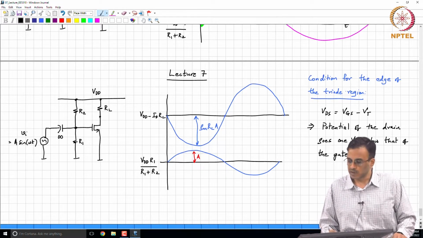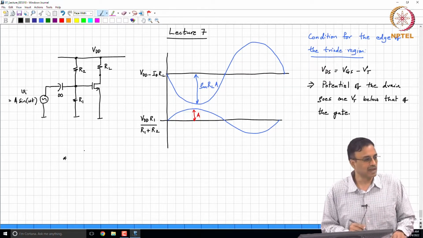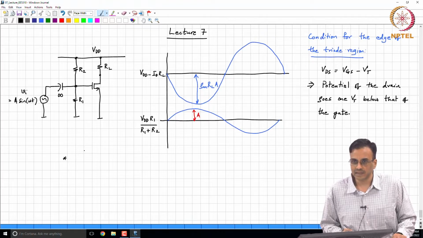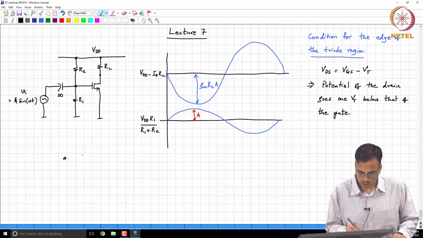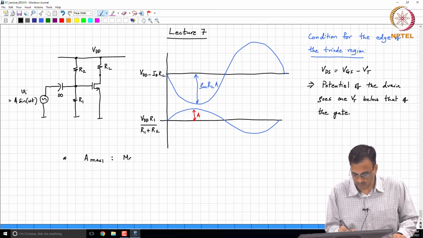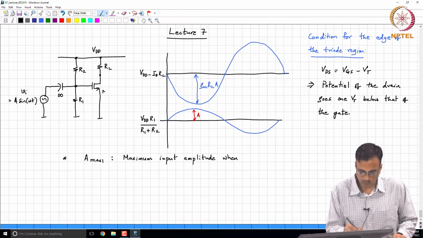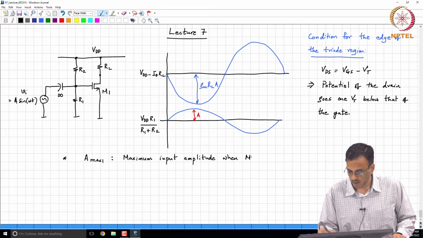So the first question that we would like to ask is, what is the largest input one can put so that the transistor remains in saturation? So, A max 1 is the maximum input amplitude when the device, let us call this M1, just enters triode.